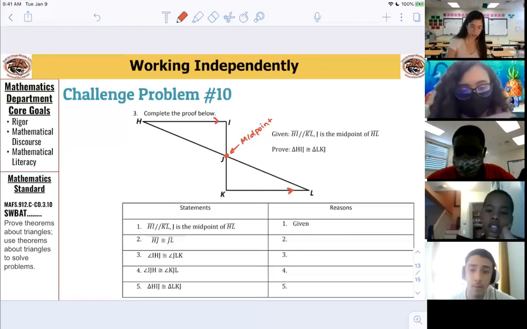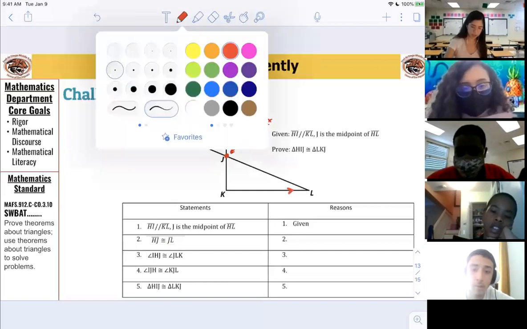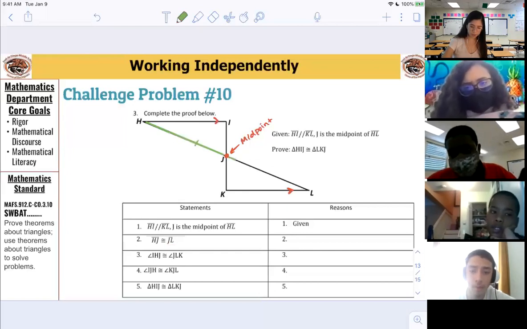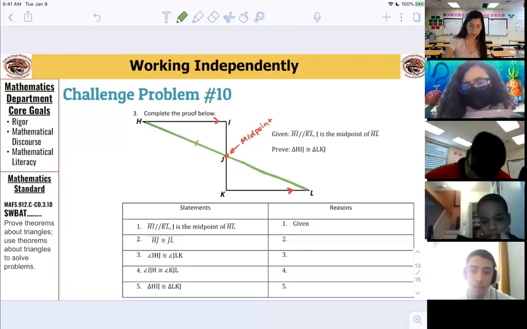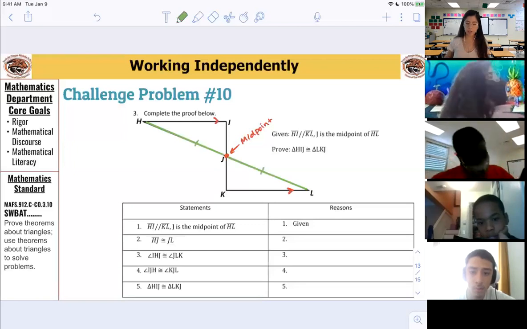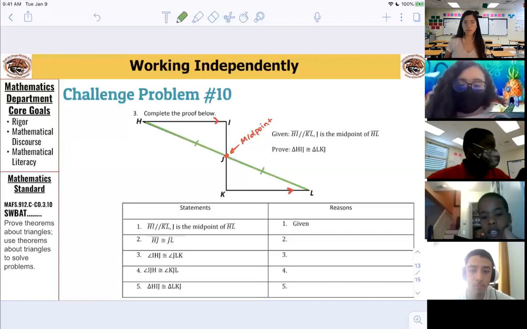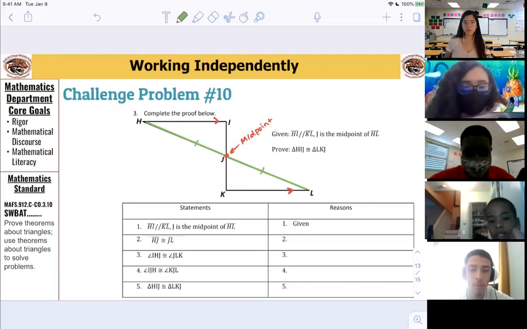All right, so let me highlight HJ and JL. Here's HJ. That is given. Here's HJ. Well, not given, proven. Here's JL. Okay, so yeah, it's not given to us, but how do we know it's true? There's a right angle between H and J, and the same between J and L, and the sides between H and I, K and L are the same.